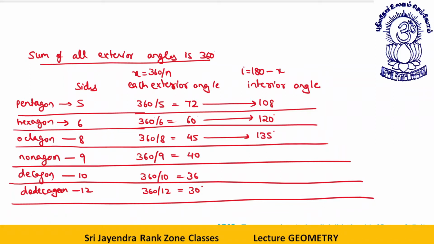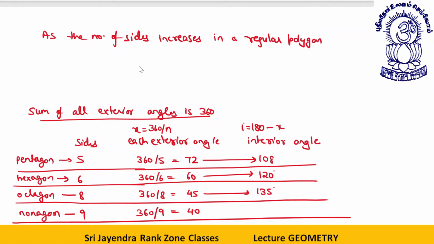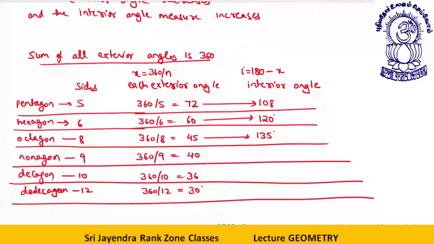As the number of sides increases in a regular polygon, let me write over here, each exterior angle decreases, and the measure of an interior angle increases. So dear students, where were we? We were here.